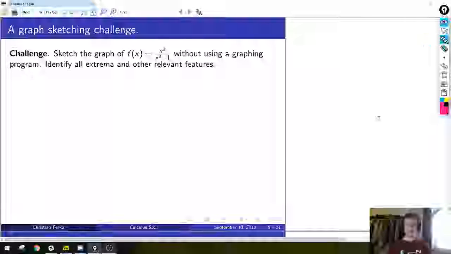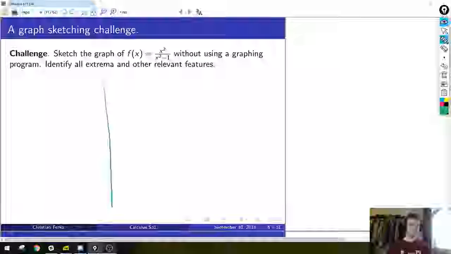Okay, so here's a fun challenge: figure out all of the important features on a graph, like maxima, minima, inflection points, where the concavity changes and things like that, and try to get an accurate graph without using a graphing program, just by looking at this and taking derivatives. So first, if we were plotting this function, what are the first things that you notice where this function is going to do something interesting?